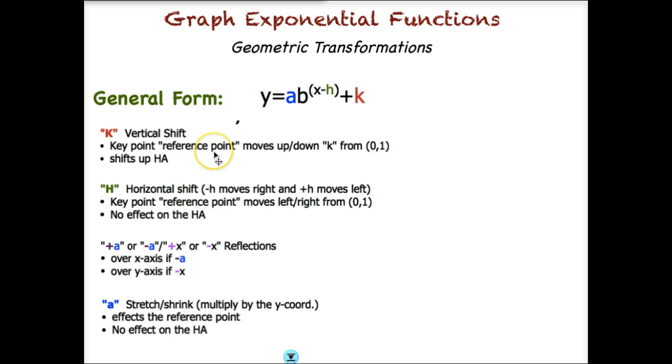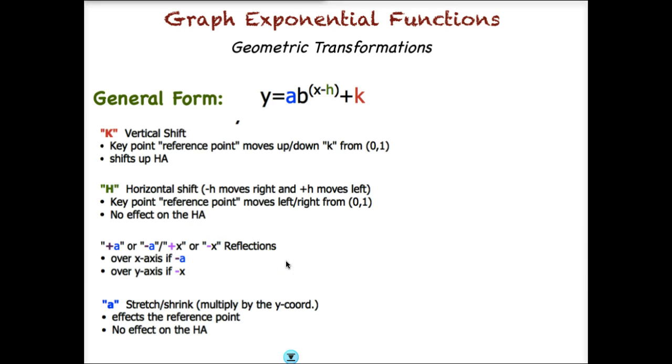That would indeed then move our reference point. What about h? Well, h is next to x, and that represents our horizontal shift left and right. And it acts the same. If it's negative h, we actually move to the right, versus positive h, which moves to the left. And then again, our reference point will adjust as well. But when we have a horizontal shift, we have no effect on the horizontal asymptote.